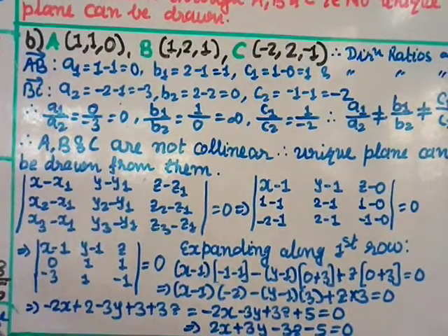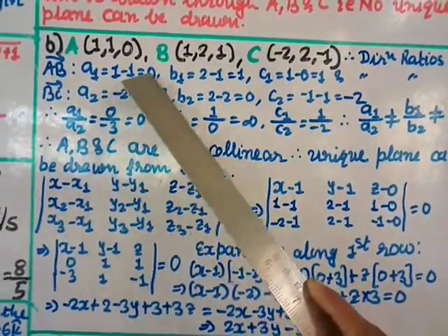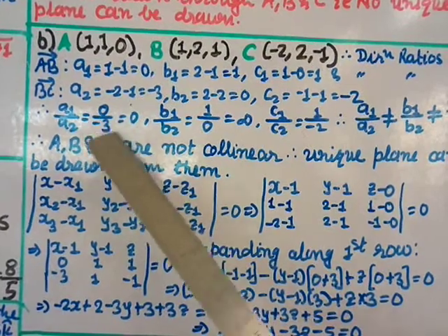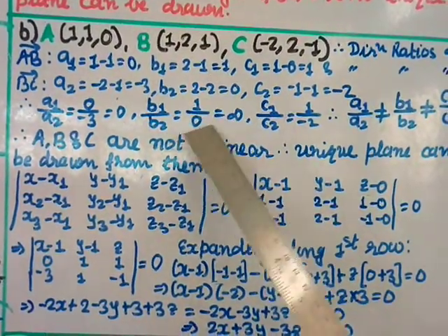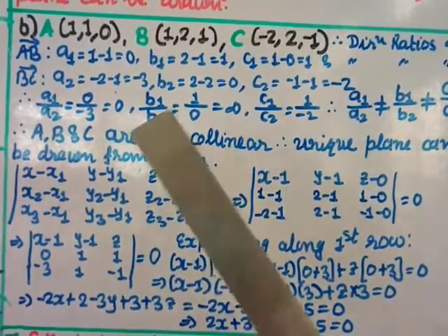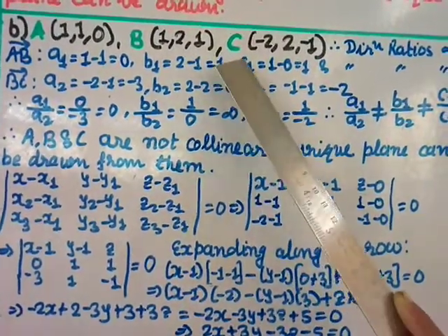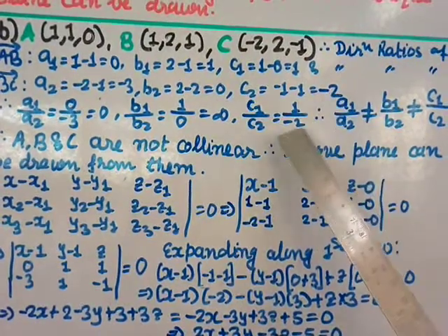Now here we can take the ratios: A1 by A2 equals 0 by -3, equal to 0. 0 by anything is 0. Then B1 by B2 equals 1 by 0, which is infinite. Denominator 0 means it is undefined, infinite. C1 by C2 equals 1 by -2, right?